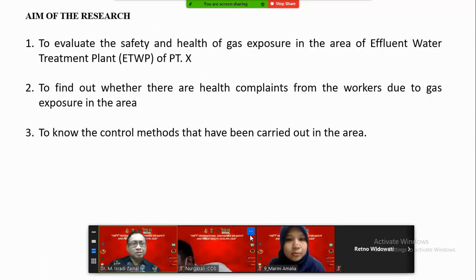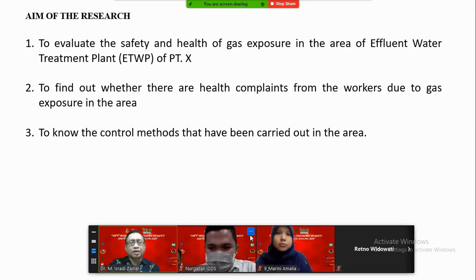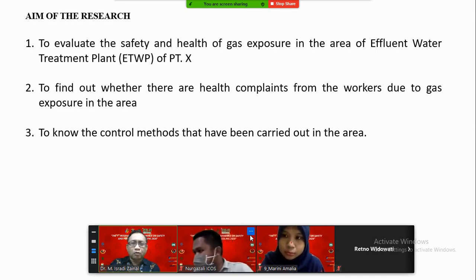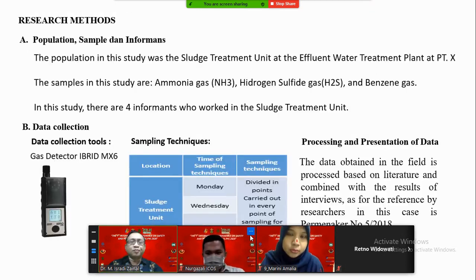So the aim of the research is, first, to evaluate the safety and health of gas exposure in the area of the effluent water treatment plant of PTX; second, to find out whether there are health complaints from the workers due to gas exposure in the area; and third, to know the control methods that have been carried out in the area.